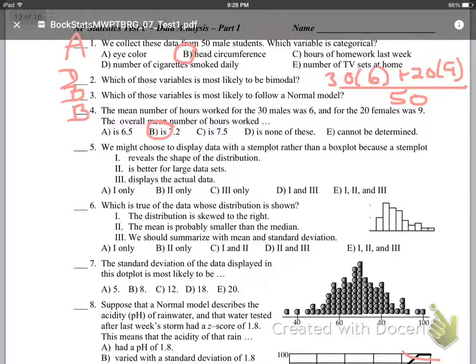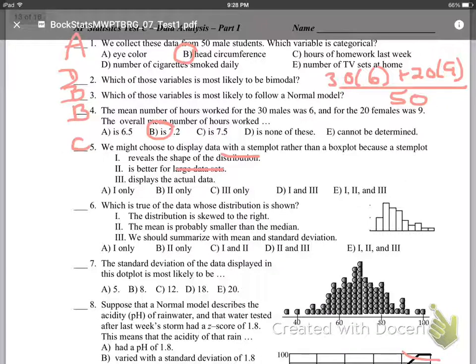Okay, we might choose to display data with a stem leaf plot rather than a box plot because a stem plot reveals the shape of a distribution, well, so does a box plot. Is better for larger sets. That is not true. Box plots are better for larger sets. And displays the actual data, 3. So the answer is C.